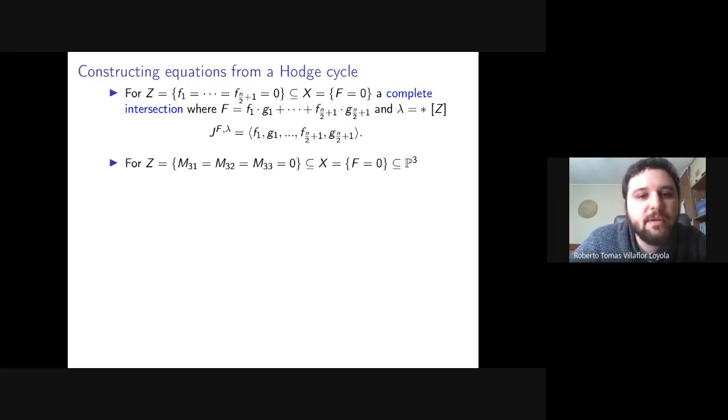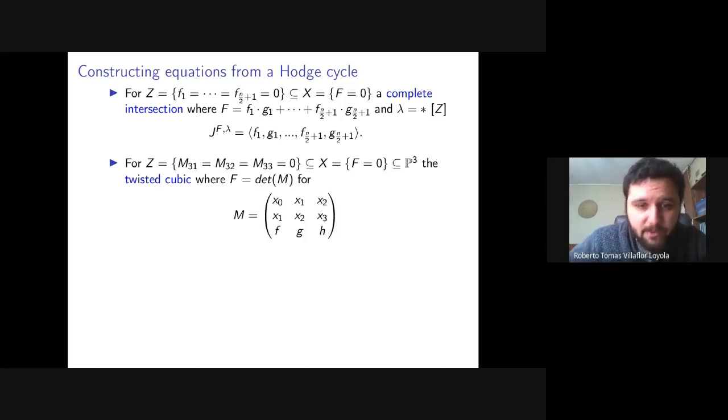So let's consider other examples. Consider now a prime variety, but which is not a complete intersection. For instance, the twisted cubic. The twisted cubic is given by the following minors of this matrix. So these are the upper 2 times 2 minors of this matrix M, and any surface containing it will be the determinant of some such matrix like this.